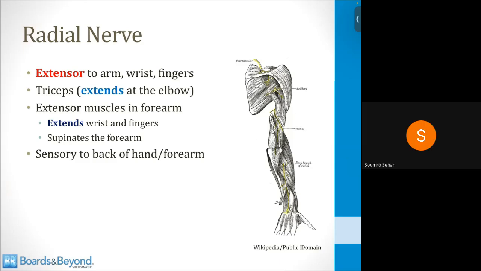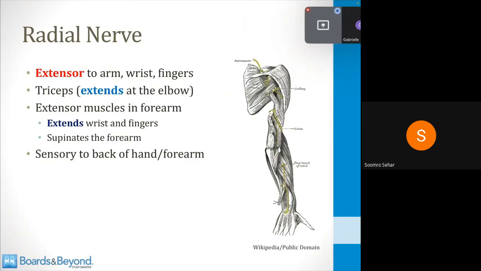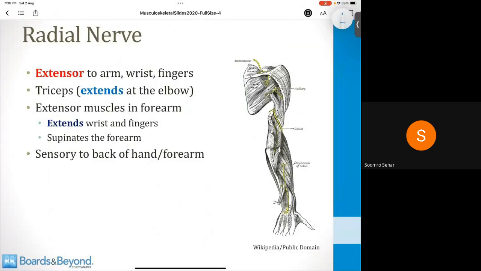Then we have our radial nerve. What is the function of the radial nerve? We know that the radial nerve supplies all of your extensor muscles, right? As the radial nerve enters the upper arm, what is the extensor of your elbow? Which extensor muscle do we have in your upper arm? What's the name of that? Triceps. Triceps is the extensor of your elbow, which is going to be supplied by your radial nerve, right?